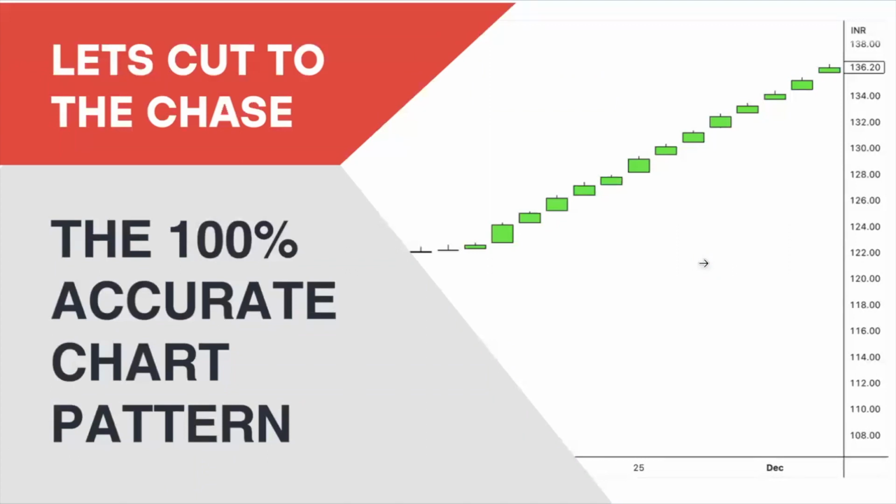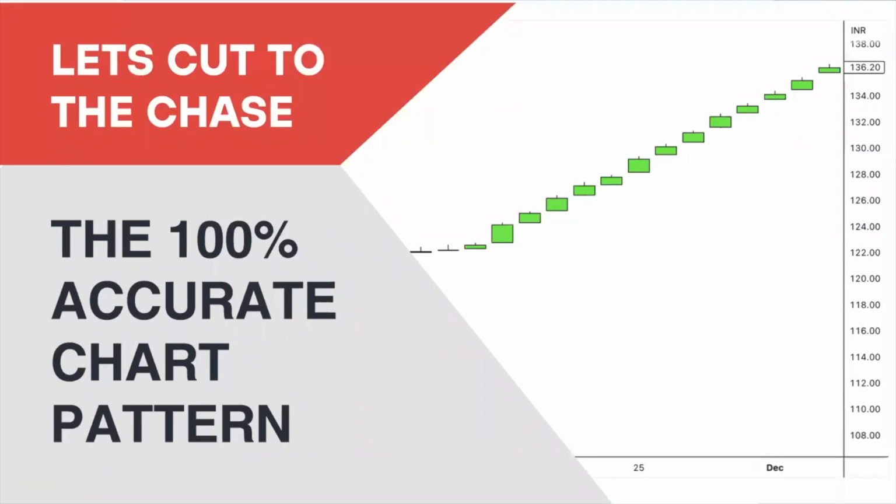Now let's cut to the chase and get to the topics of today's session. Not trading session, I'm so sorry. I'm used to saying this a lot because I have conducted a lot of live trading sessions. Past habits don't get rid of easily. So let's cut to the chase.